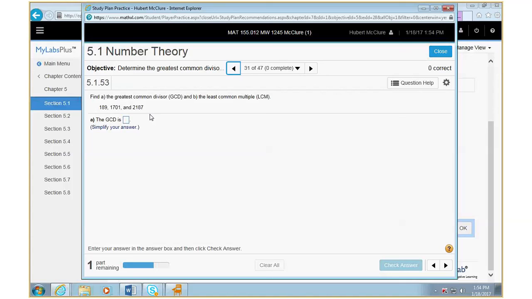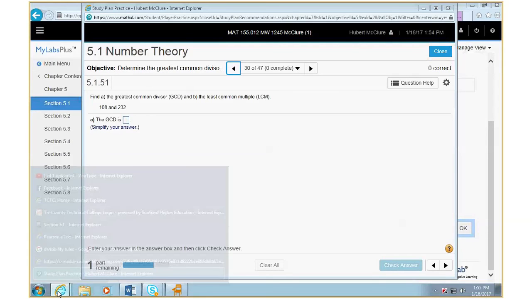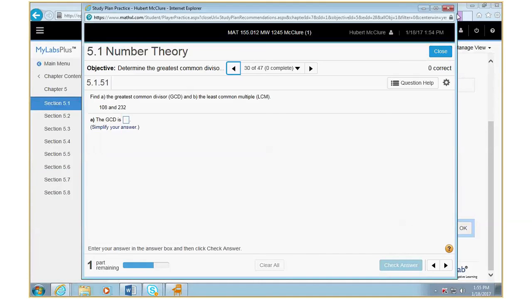But there's only one, I think, and you may not even have that one in your homework. Basically, you just write them in and then draw a big line and start dividing. We'll go over that one tomorrow. Do this one, 108 and 232. Tomorrow means next time y'all come to class. 108 and 232.